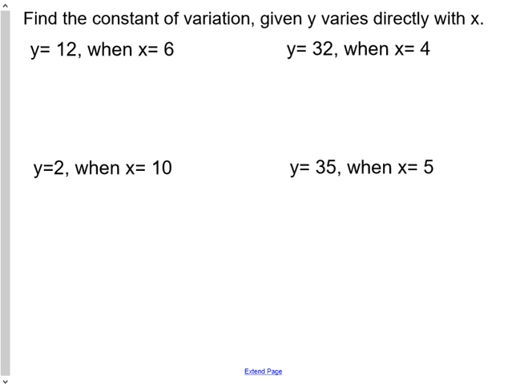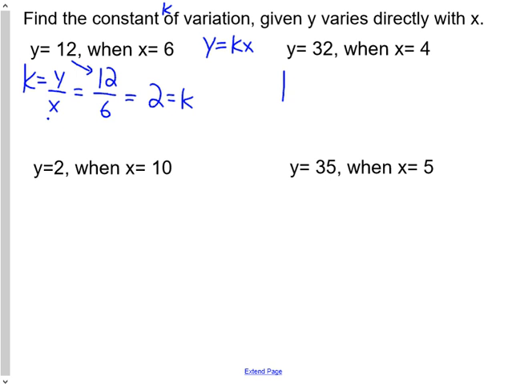The first question, find the constant of variation k when given y varies directly with x. So again, y varies directly with x means this, and more specifically it means k is y over x. In this first example, when y is 12, x is 6. 12 divided by 6 is 2. So k is 2.